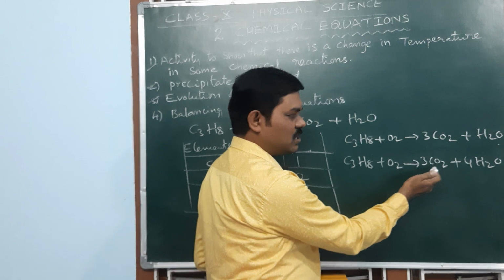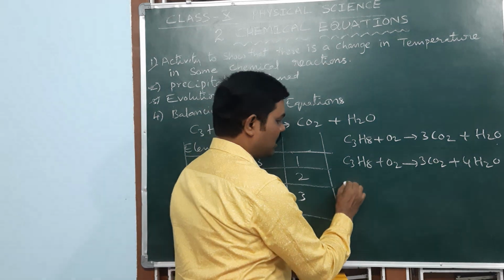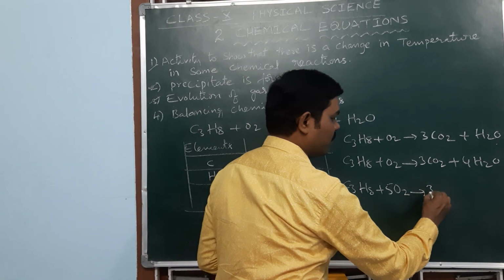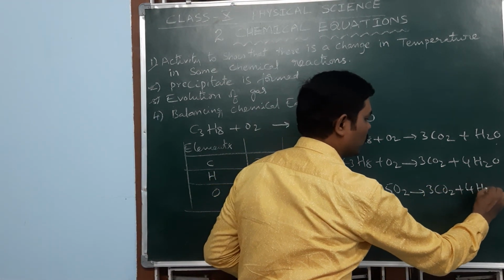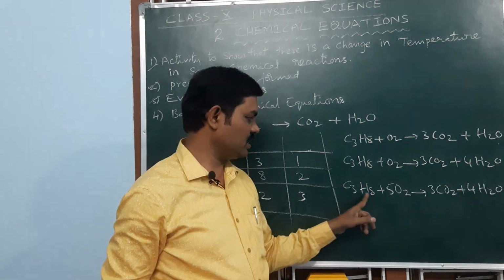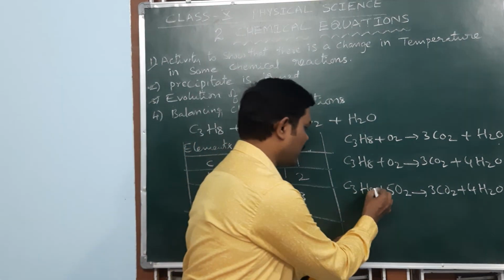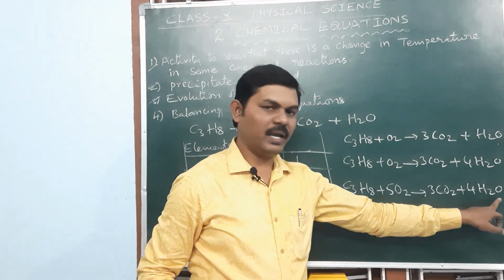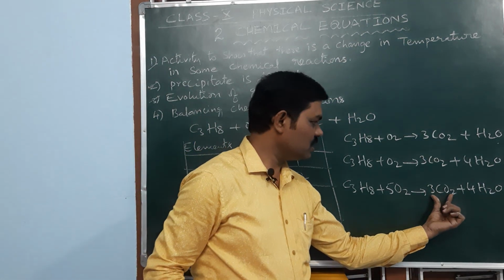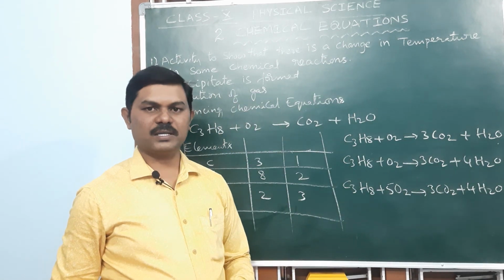On the product side, 3 times 2 is 6 plus 4, 10 oxygen atoms. We have to take 5 as the coefficient for oxygen: C3H8 plus 5O2 gives rise to 3CO2 plus 4H2O. So if you observe clearly, all the elements are balanced here. C3H8: 3 carbon atoms on the reactant side and 3 carbons on the product side. 8 atoms of hydrogen on the reactant side and 4 times 2, 8 atoms on the product side. 5 times 2 is 10 oxygens on the reactant side, and 3 times 2 is 6 plus 4, 10 atoms of oxygen. So this is the way of balancing chemical equations.